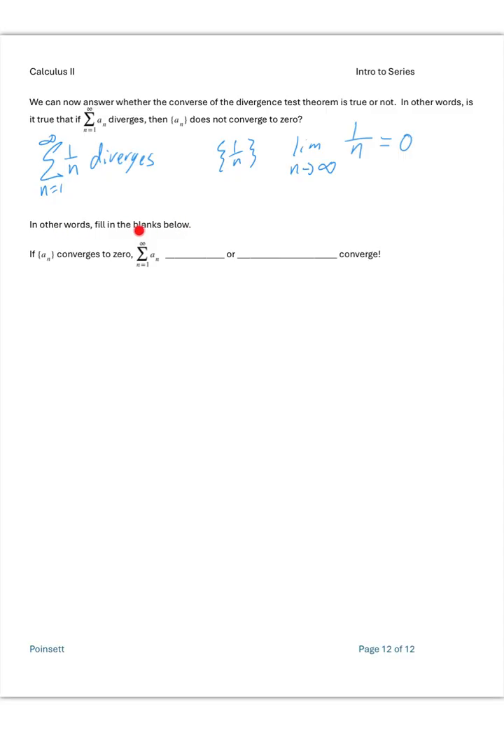So in other words, in summary, fill in the blanks below. If the sequence of a_n converges to 0, then the series may or may not converge. It may or may not converge. We cannot say based on whether the sequence of a_n converges to 0. We will have to try something else. However, if the sequence of a_n does not converge to 0, then we can conclude that the series diverges because of the divergence test.